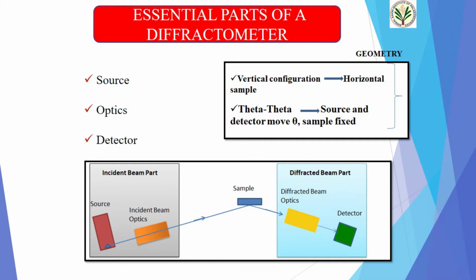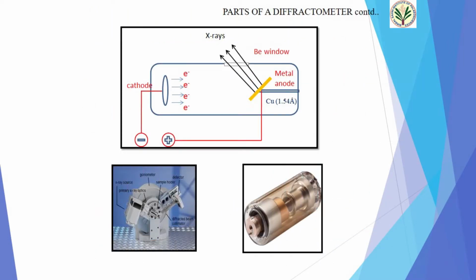This is the general layout, how the tube looks like. The cathode is there, it will emit electrons thermionically and they fall on the copper anode having 1.54 Angstrom wavelength, and X-rays are emitted out of the beryllium window.